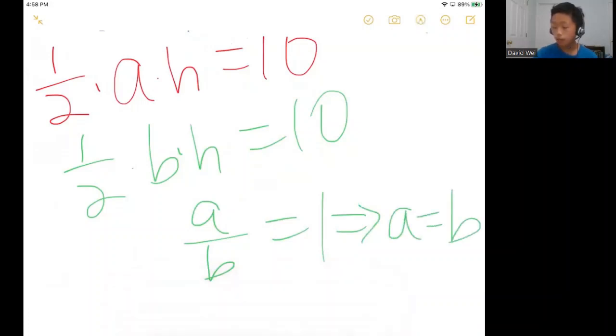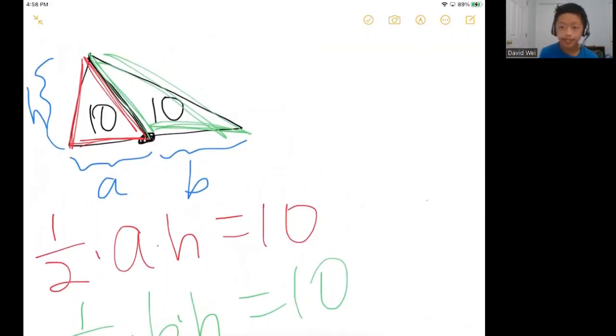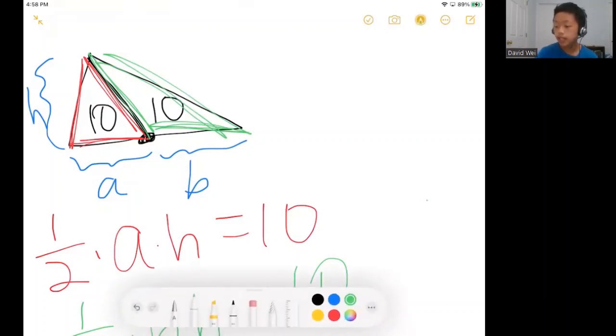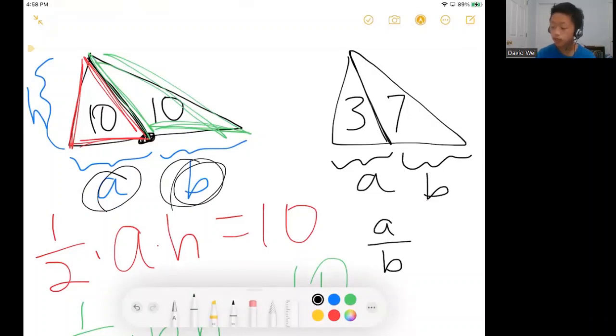This is a very important math fact to know: if you have a triangle and you slice it in half, if it splits the area of the triangle in half, then the 2 bases have to have equal length. So in this case, this length has to be the same as that length. You can extend this result, because you don't have to have equal areas. For example, if this area is 3 and this area is 7, then you can use the same logic, and if you call this A and this B, you get that the ratio A over B is equal to 3 over 7.